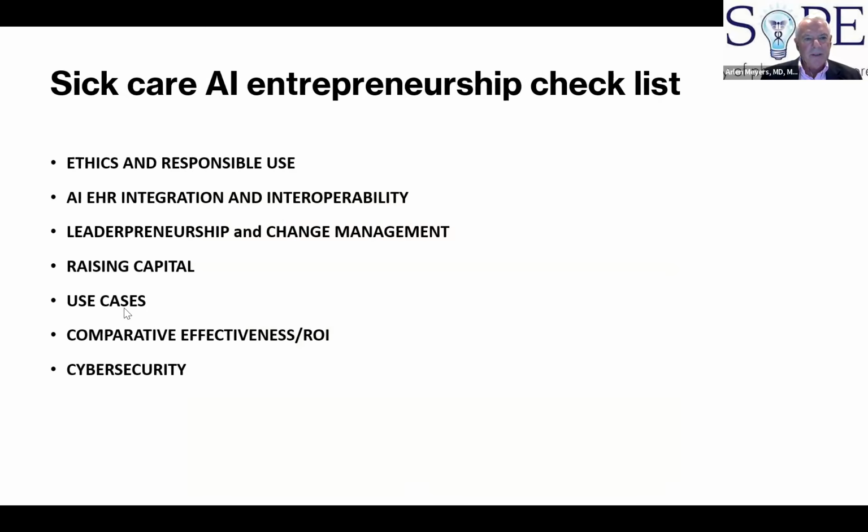And then you got all these other things: use cases, comparative effectiveness, which is kind of not a lot of people are doing comparative effectiveness research on artificial intelligence. In other words, is this the best, least expensive way to solve this problem? Because AI is expensive and most people can't afford it. It's just what it costs to create it. It's not feasible for most places. And then of course, the whole cybersecurity issues.